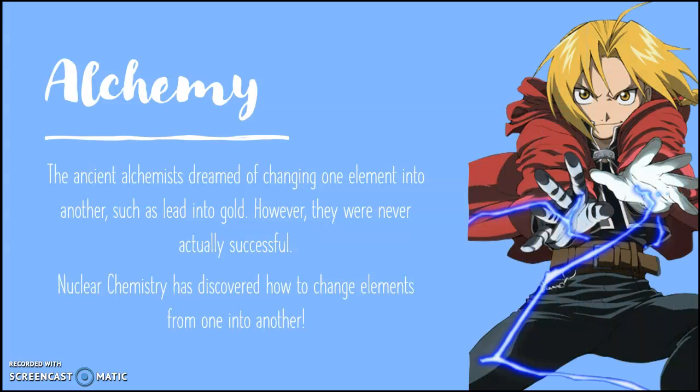All right, alchemy. The ancient alchemists dreamed of changing one element into another, such as lead into gold. However, they were never actually successful. You have worked with chemical reactions, but chemical reactions just involve the electrons of atoms. The nucleus of the atom doesn't change, and its identity stays the same. In nuclear chemistry, we look at the nuclear reactions that do in fact have the ability to change the identity of an atom. Ancient alchemists' dream of changing one element into another has come true, and it's called nuclear chemistry.